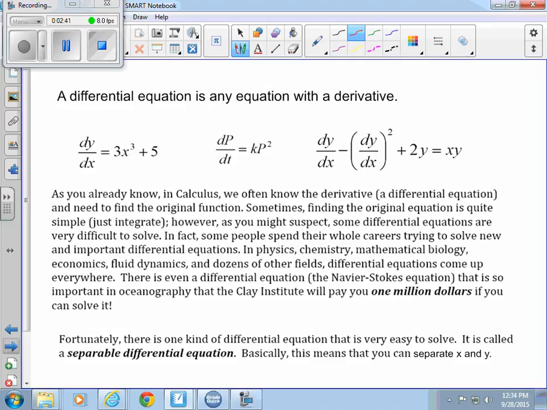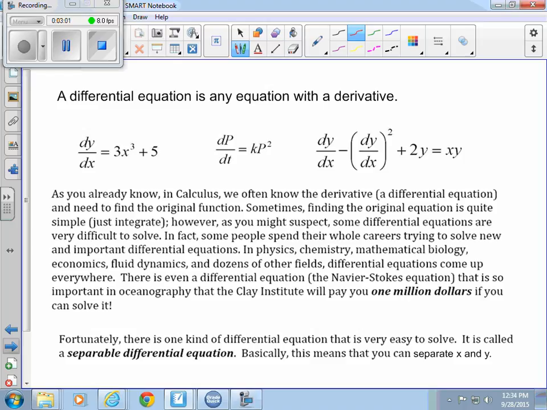There are 3 different differential equations there. They range in difficulty level. The first one, you could probably figure out the original function without me showing you anything today. Would you agree? Yeah. It's only got x's in it, so you just anti-differentiate, right? I wouldn't have to show you anything.